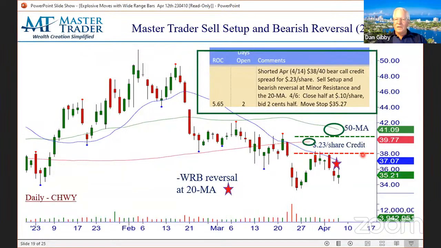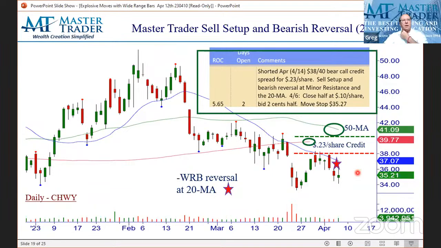So we love selling credit spreads because you don't have to pick direction. You just have to say, I don't think that chart is going through that support or resistance, and you get to keep the premium. Couple of questions here.